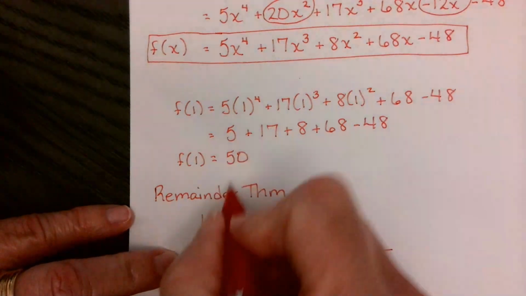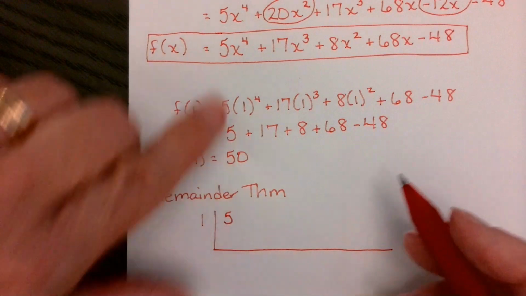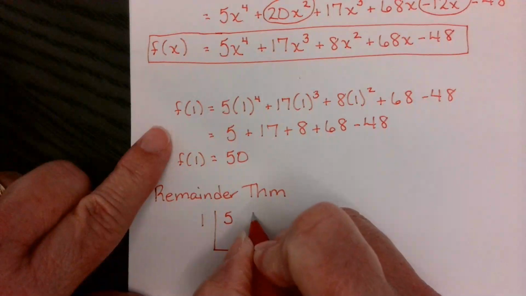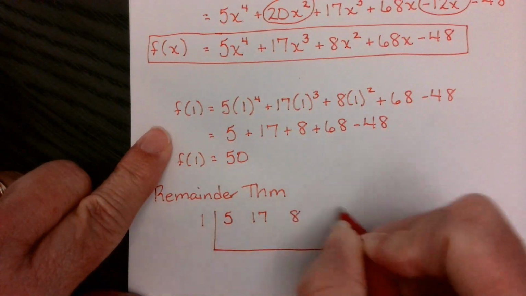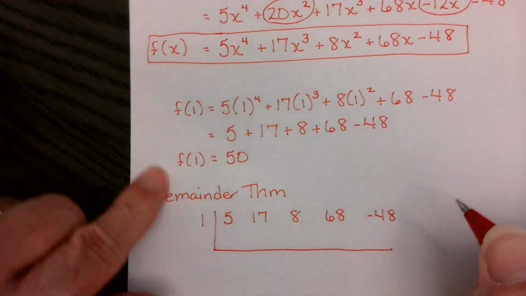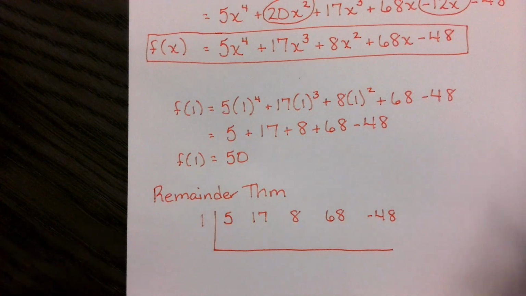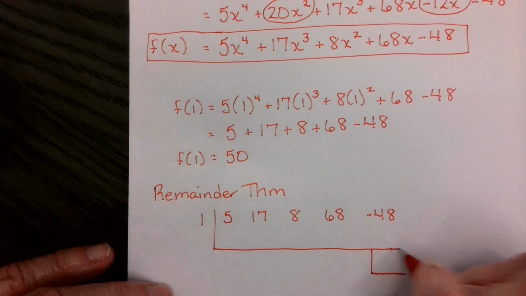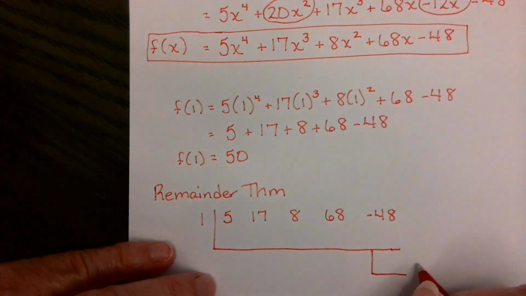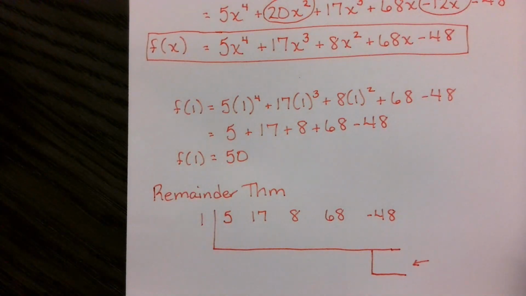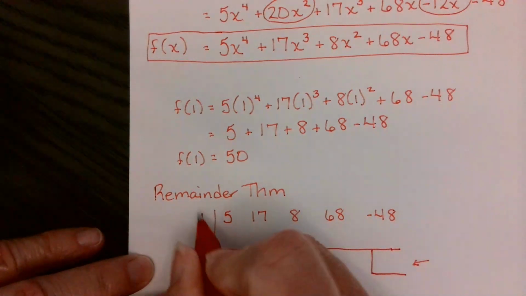So let's do the synthetic division. We're going to take 5. Our exponents go down, 4, 3, 2, 1, so that's good. So it's 5, 17, 8, 68, and negative 48. What's really cool is this just happened to be a 1, okay? But if it was a number that was larger than that, and we didn't have a calculator, this is the easier way to do it. What you're going to find is this remainder will be 50. I don't know why it works, but it does. So watch what happens. I'm going to divide it by 1.